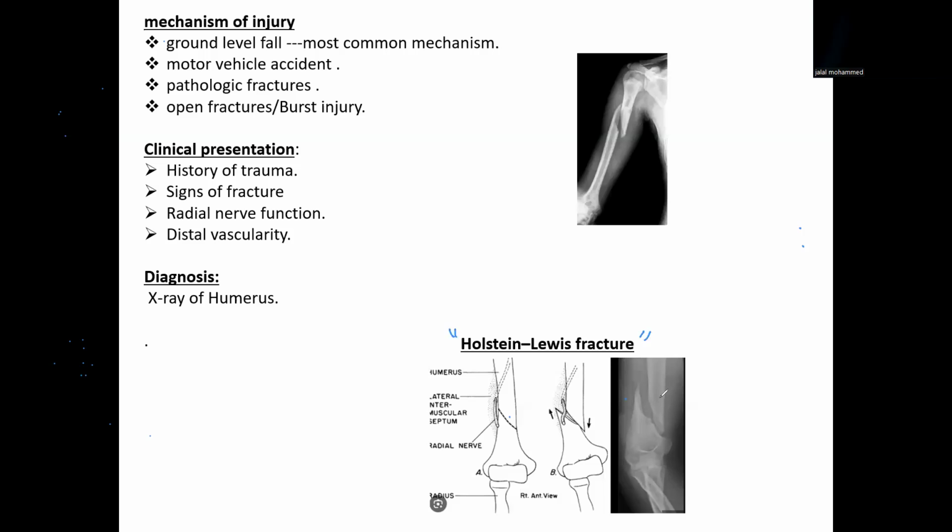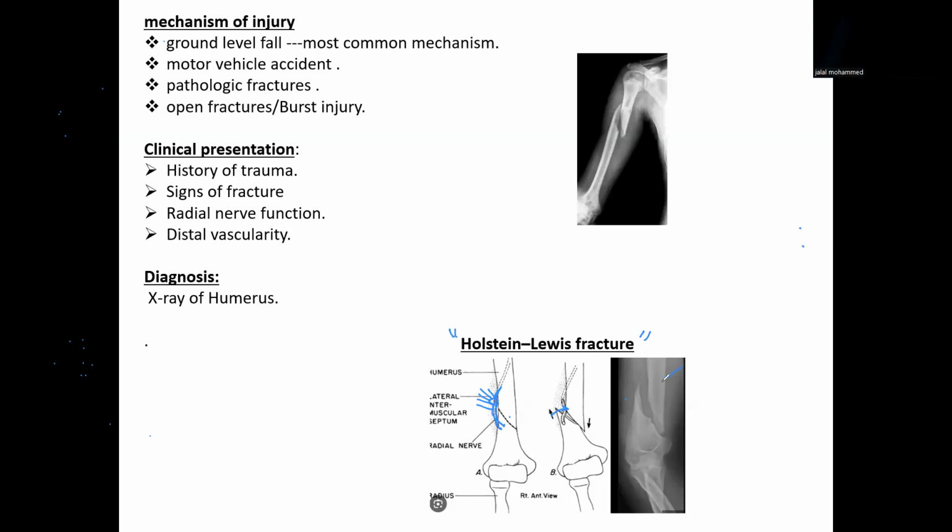What is Holstein-Lewis fracture? As I told you previously, when there is a fracture here at the lower third region, if you see, the radial nerve is coming out of the interosseous membrane to become part of the anterior compartment. At this level, the mobility of the radial nerve is very less because it is attached to the interosseous membrane here. So any fracture here will pull the radial nerve inside the fracture fragment. And when you try to reduce it, it gets entangled and presents as radial nerve palsy.